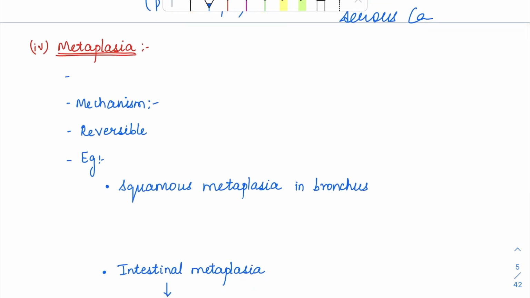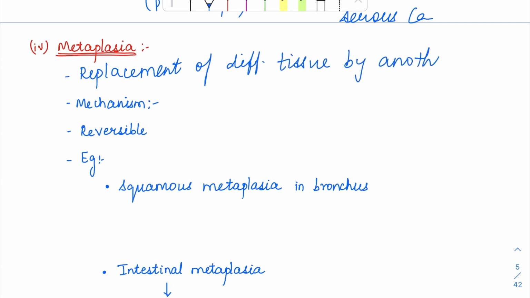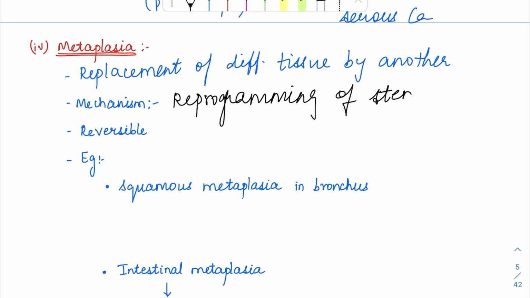Next, we'll see about the last cellular adaptation, which is metaplasia. Metaplasia means you are going to replace a differentiated tissue with another differentiated tissue. So, replacement of a differentiated tissue by another differentiated tissue is called metaplasia. And the mechanism by which this happens is reprogramming of the stem cells. So, don't think that a mature tissue just becomes another kind of mature tissue. It is the stem cells which reprogram themselves to produce some other type of mature tissue.